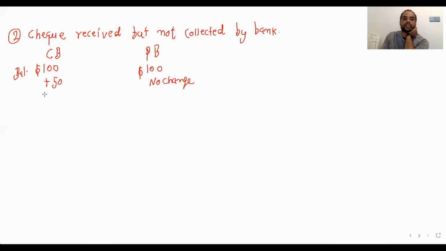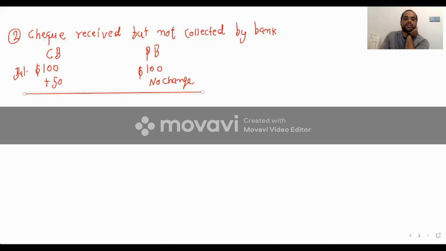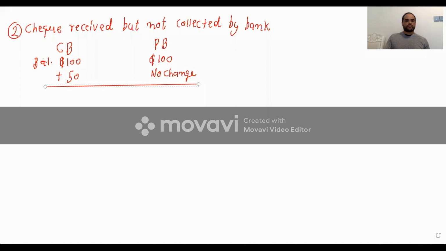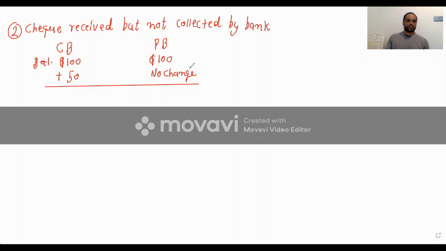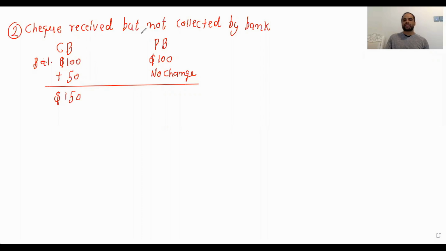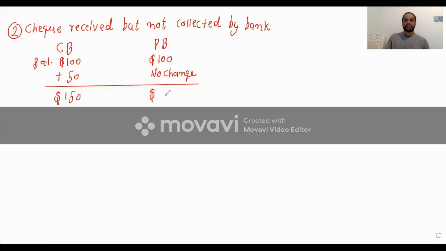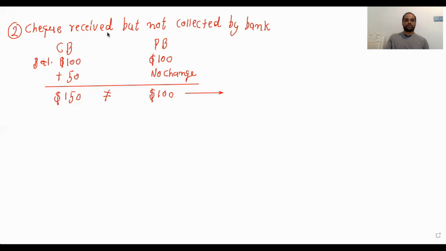So as a result, your balance will be unequal. So you receive a check. As I mentioned, your cash book or cash account will be debit. So your cash account balance will be increased. So it will be now $150. But again, there is no change because the bank is not receiving the amount on the same day. So obviously on that date, your balance will be 100. So as a result, balance will be unequal. This is the problem we have.